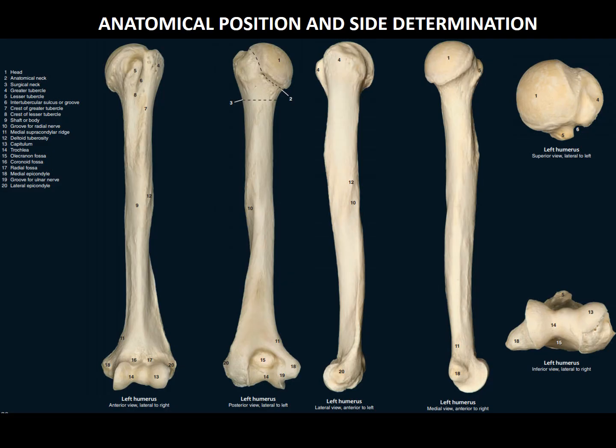The side of the humerus can be determined by holding it vertically in such a way that the rounded head at the upper end faces medially, backwards and upwards, the lesser and greater tubercles and intertubercular groove at the upper end face anteriorly, and the olecranon fossa on the lower flattened end faces posteriorly.